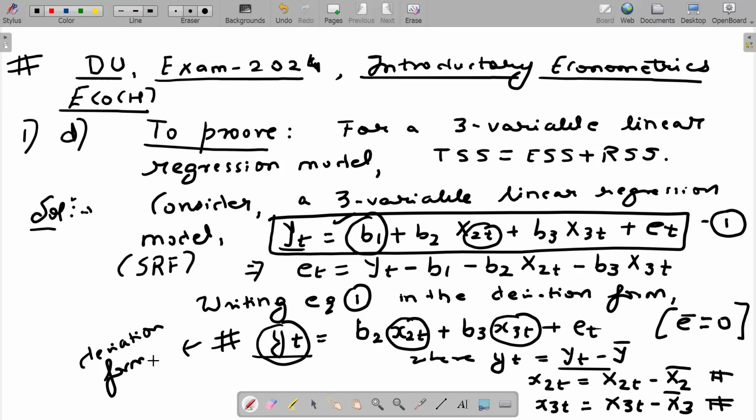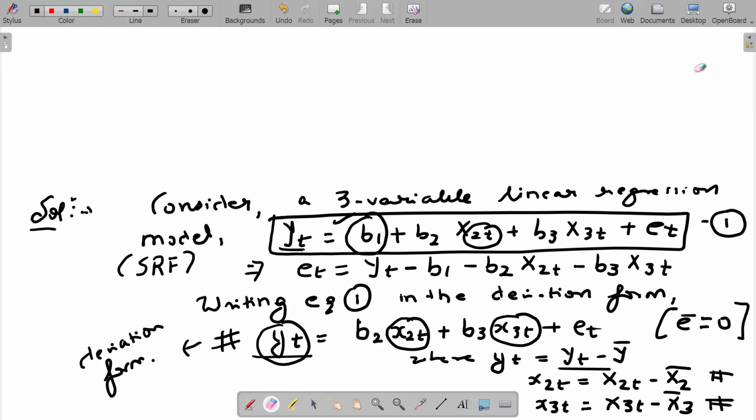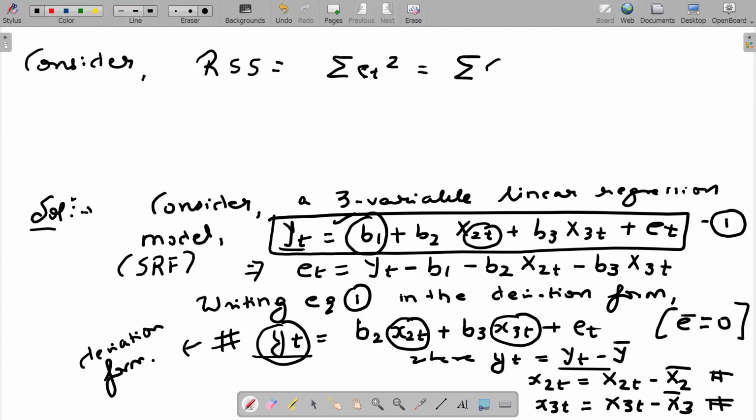Now let me start with the residual sum of squares. I'm erasing the initial portion of the board; we know we have to prove this equation. So now consider the residual sum of squares, which is nothing but summation et square, which I can write as summation et times et. One of the et's I can just plug in the value from the deviation form equation.